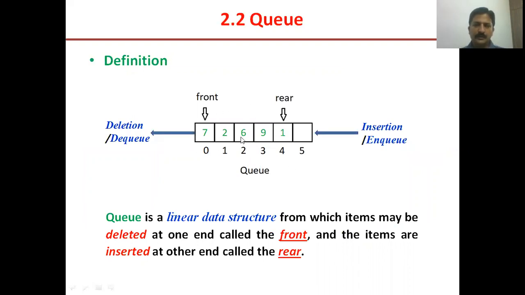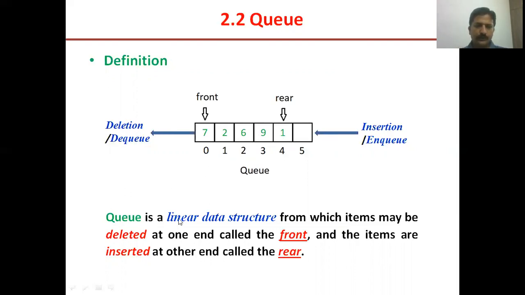This is how we can see the queue in a system. In this queue, front is shown at the beginning and rear is shown here. Front is pointing to the element 7, which is at index 0, and rear is pointing to element 1, which is at index 4. If you have to insert data into this, insertion is always done at the rear end. Insertion is also called NQ, whereas deletion is done at the front end. Deletion is called DQ.